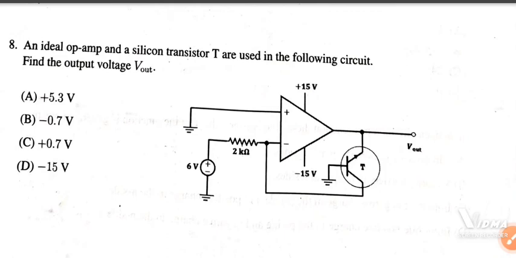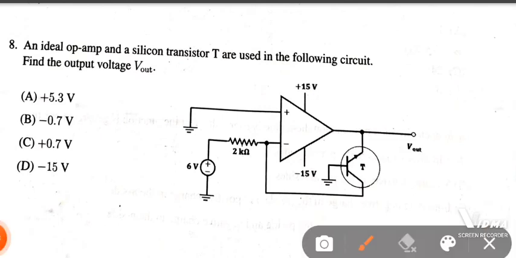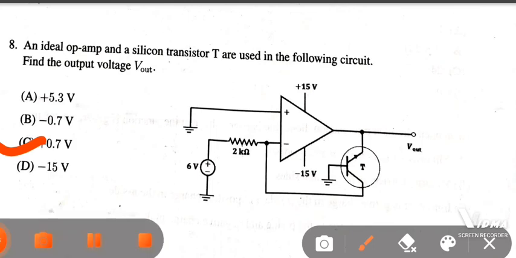For question number 8, an ideal op amp and a silicon transistor T are used in the following circuit. Find the output voltage. So a silicon transistor has a voltage of plus 0.7 volt. Everyone, I hope, knows it, and since it's an ideal op amp, the correct answer here is simply option number C. No calculation is required at all.